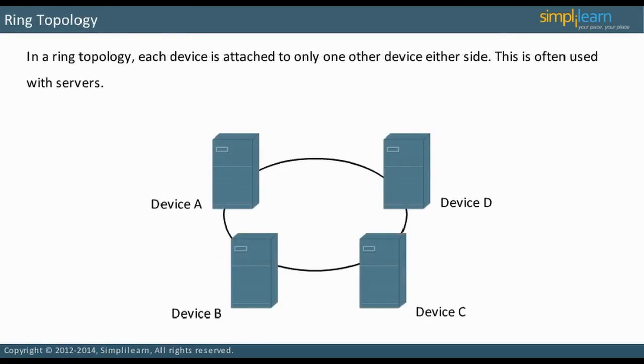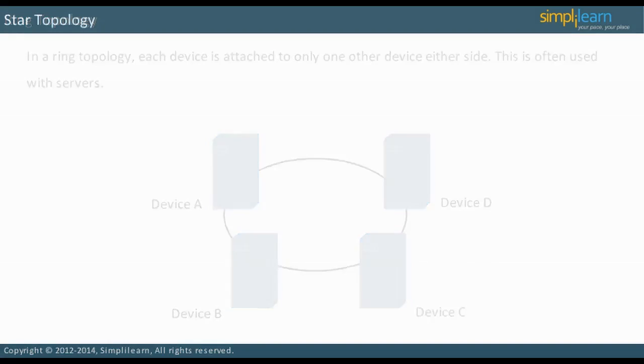As seen in the image on the slide, in a ring topology, each device is attached to only one other device on either side, forming a ring network. As shown in the image, device A is connected to device B and device D. Similarly, device A and device C are connected to either side of device D, and so on. Nowadays, this is often used with servers. Moving on, let us discuss star topology in the next slide.